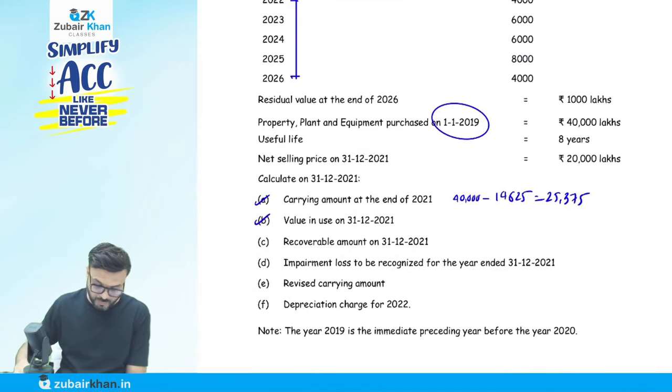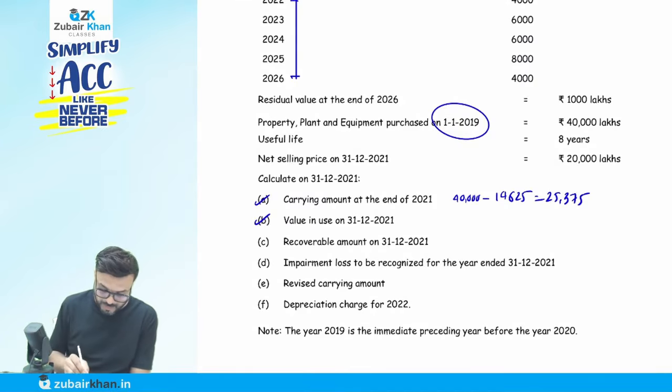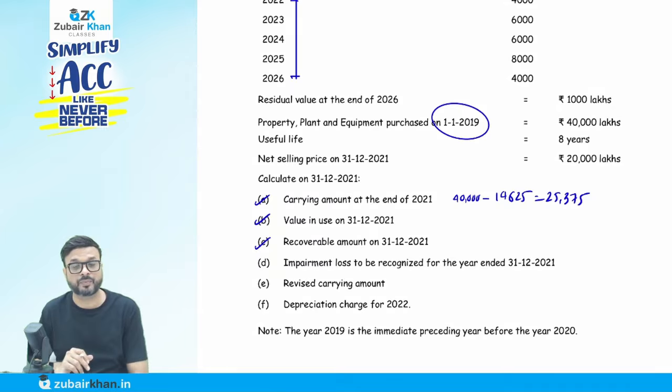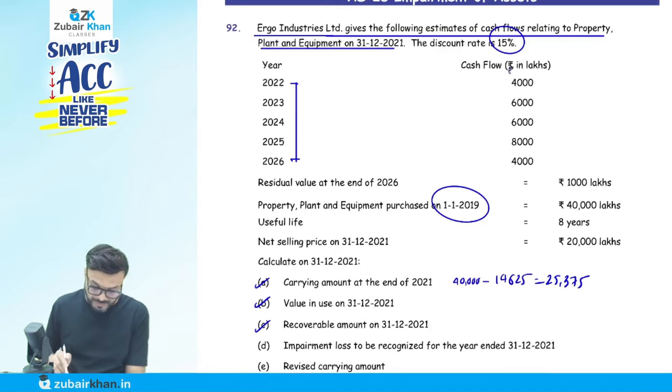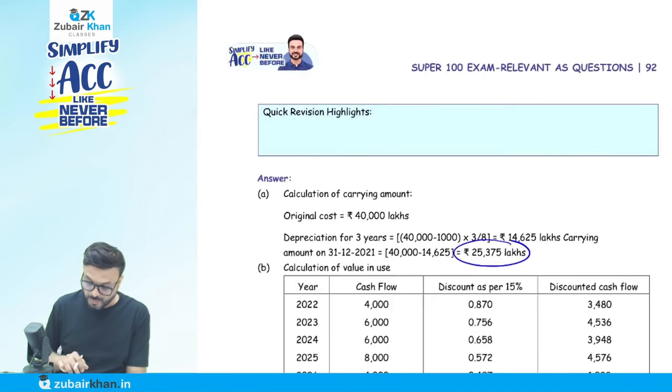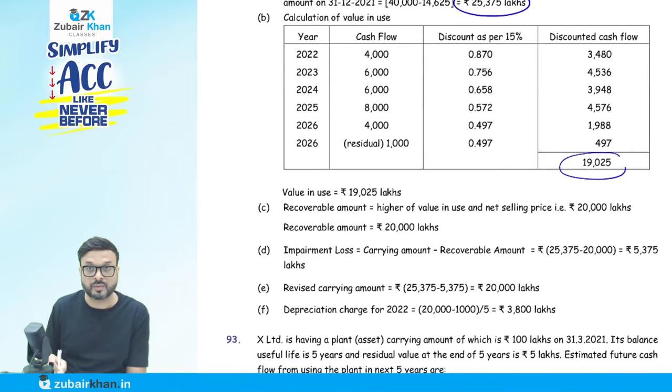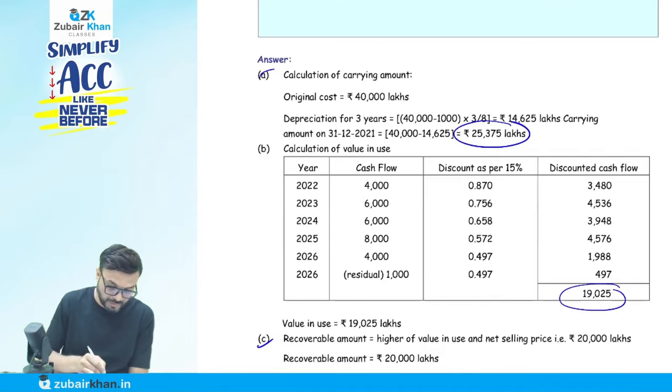Now the recoverable amount is the higher of what? Net selling price and the value in use. The net selling price is given as 20,000. Value in use is coming 19,025. The higher is 20,000. So my recoverable amount will be 20,000 only.